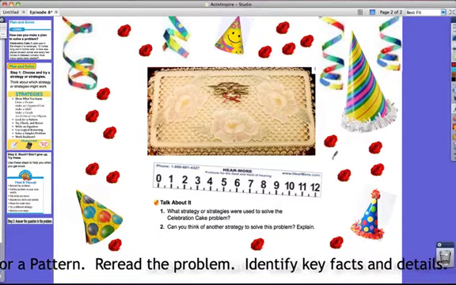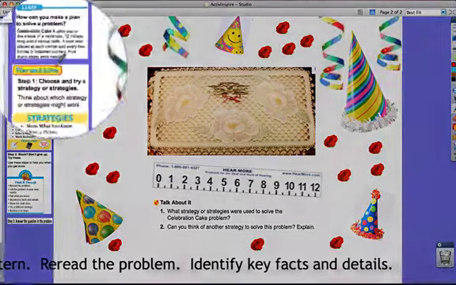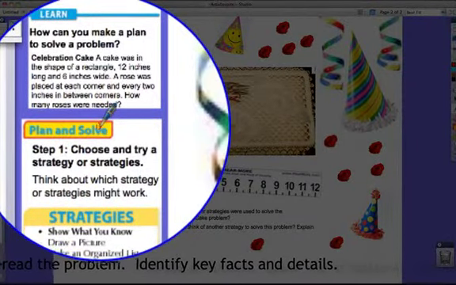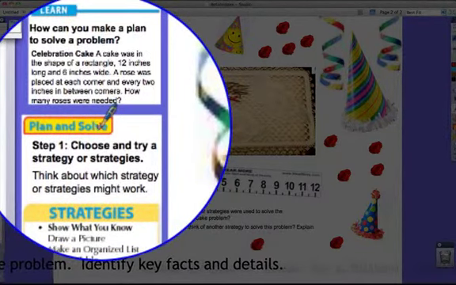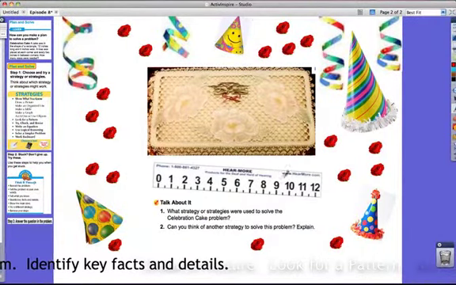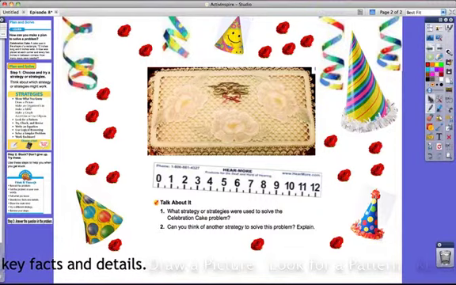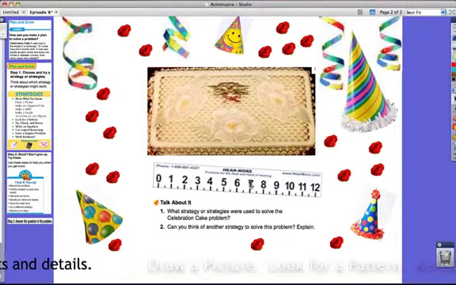Let's go over really quick and review the question again. A cake was in the shape of a rectangle, 12 inches long and 6 inches wide. A rose was placed at each corner and every 2 inches in between corners. How many roses were needed? Well, hey, we've got the perfect tool right now. We've got a ruler that's 12 inches long and a great looking cake. Let's see if we can do this. Now let's move this ruler here, and let's make sure that our cake is exactly 12 inches long.